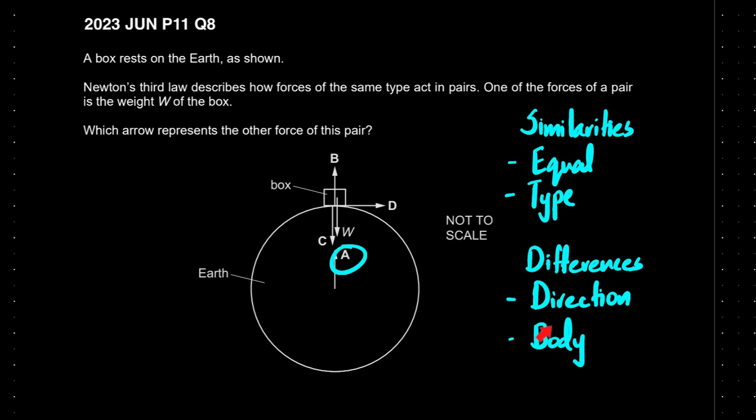This cannot be an action-reaction pair because both of these forces are acting on you. So they must act on different objects. So it's A on B, B on A. Earth on box, you just flip those order around, and now it's going to be box on earth.